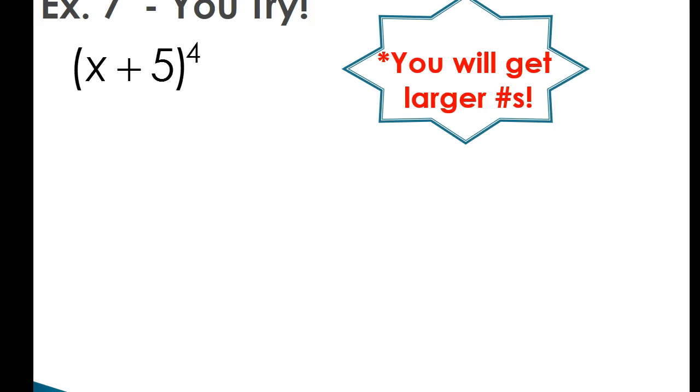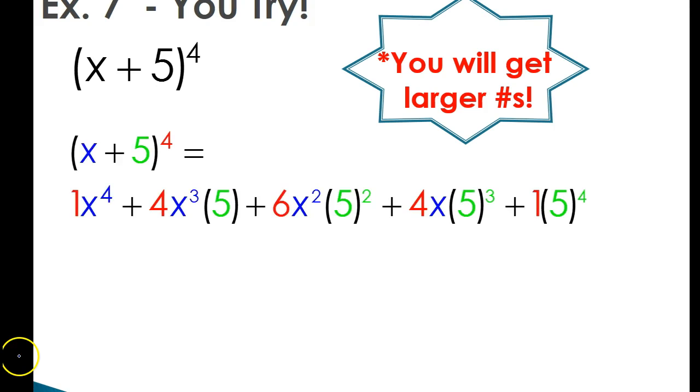Well, you might have noticed when you're doing this, if you paused the video and tried it, that you got some larger numbers. And the reason is when you start raising 5 to the 4th power, 3rd power, you get much larger numbers than if you're raising 2 to the 4th power. Remember that the 4th row is 1, 4, 6, 4, 1 in the triangle. That's where we get our coefficients from.